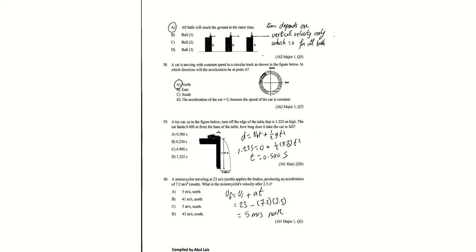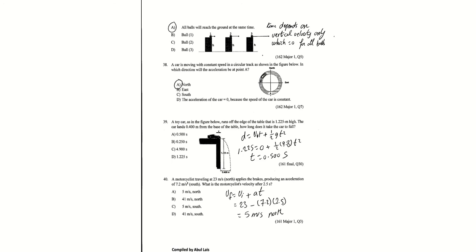Next question, it says that a cyclist traveling at 23 meters per second north applied the brakes, meaning he or she slows down, producing an acceleration of 7.2 meters per second squared. That should be minus because it's south. What is the motorcyclist's velocity after 2.5 seconds?